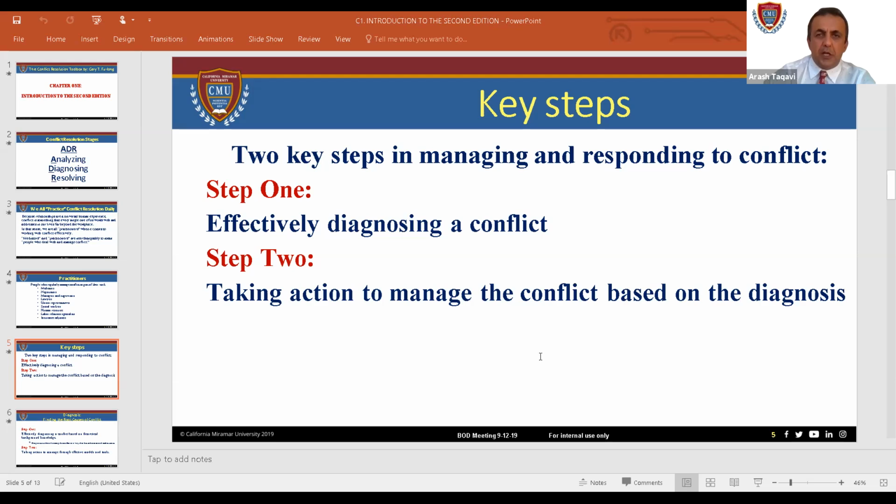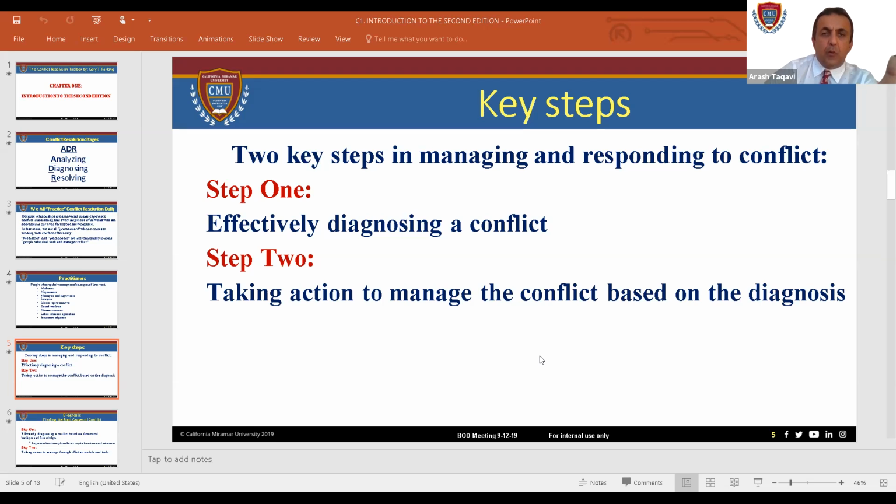And after that, consider duration and dysfunctionality: is this conflict a permanent conflict or a temporary conflict? What is the sense of importance, and at which degree of the organizational hierarchy is the conflict occurring: between the managers, between the mid-level managers, between the simple workers? All are criteria for diagnosing your conflict. What were the steps? Analyzing, diagnosing, resolving, ADR.